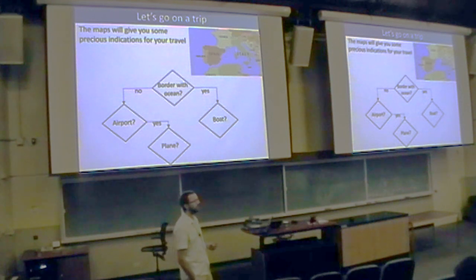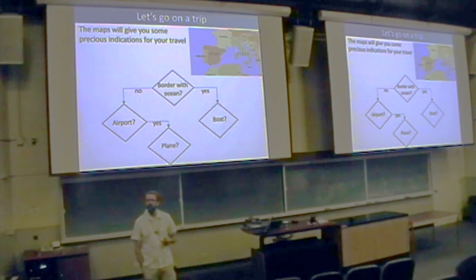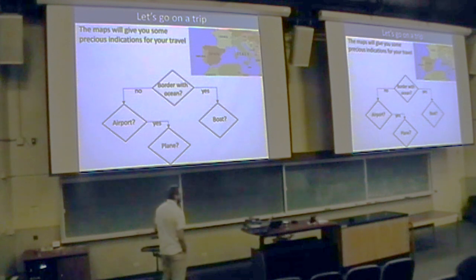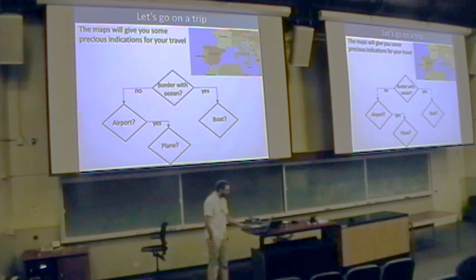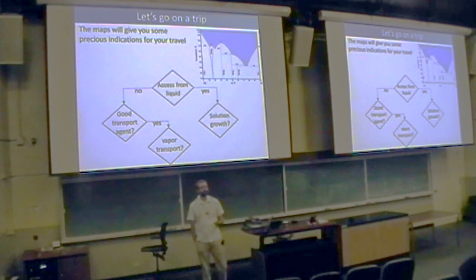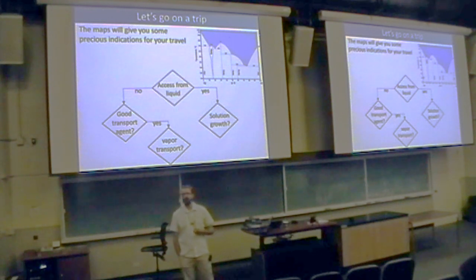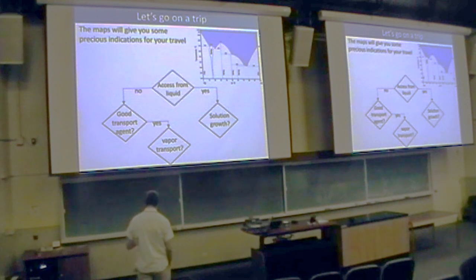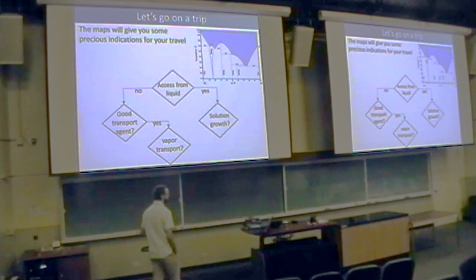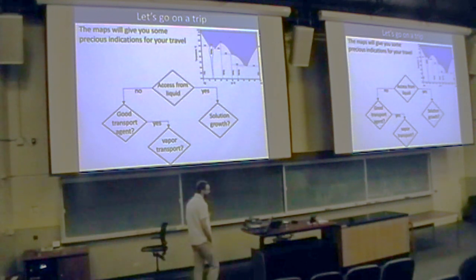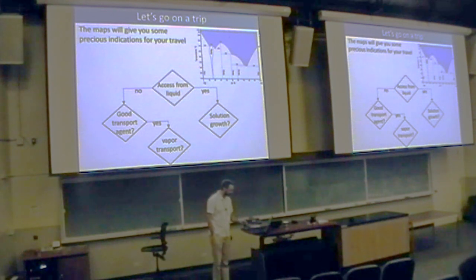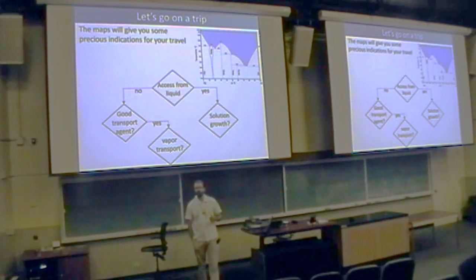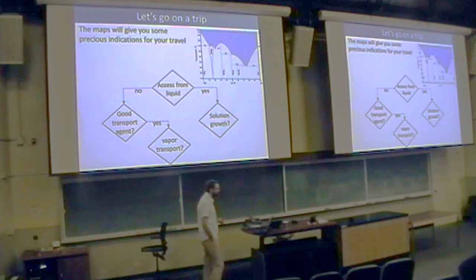Is there a border with the ocean? Then you can go there by boat, or are you going to go there by plane? We're going to use those maps in the same way to decide how we're going to do the crystal growth. How am I going to try to get a single crystal of a certain material? Am I going to be able to use solution growth or vapor transport? Something like this.